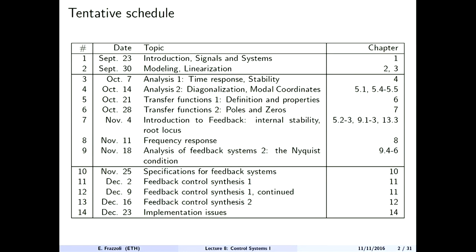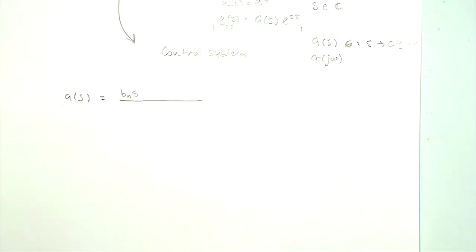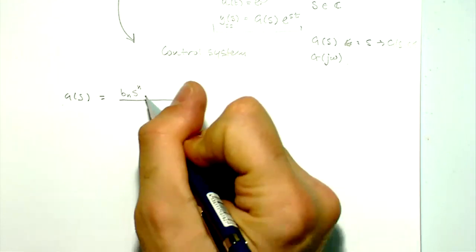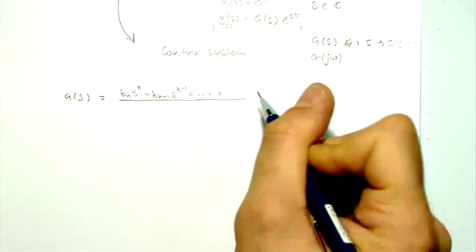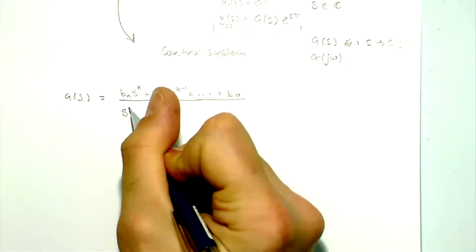You've been told something about transfer functions, how to obtain them. You've been told that they can be expressed in different forms. Typically, the most famous one is that a transfer function can always be expressed as a ratio of polynomials. So you have coefficients b at the numerator that multiply a polynomial of degree n, then n minus 1, plus decreasing terms up to b0. And a similar thing happens at the denominator.